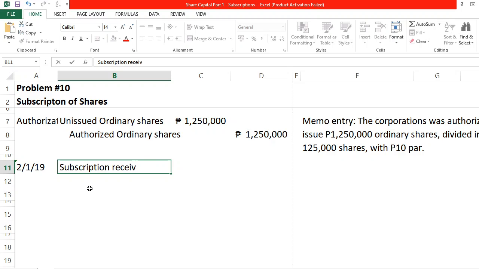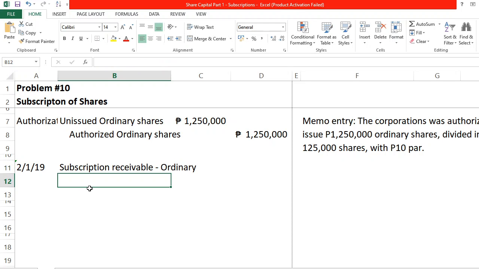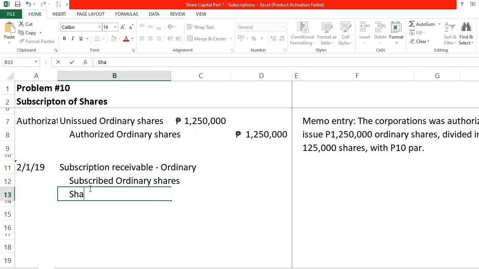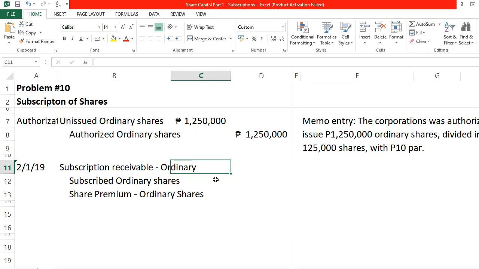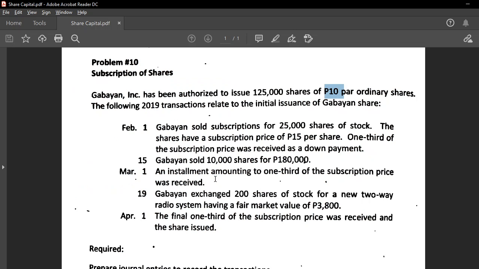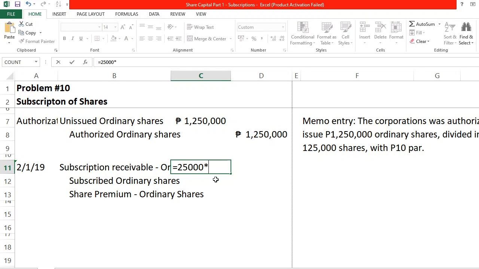subscription receivable, ordinary, and then subscribed ordinary shares. And for the excess, since our subscription price is higher compared to the par value, share premium ordinary shares. We are going to record subscription receivable at the subscription price, which is 25,000 times 15.